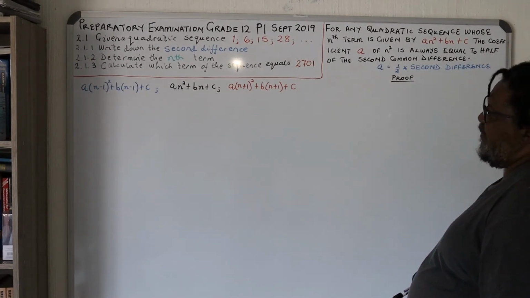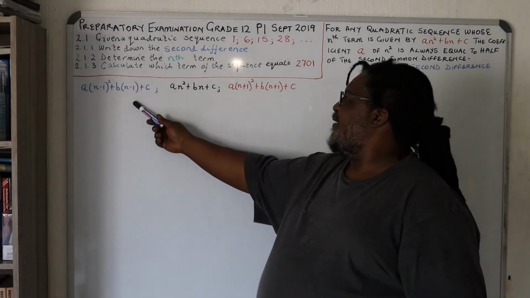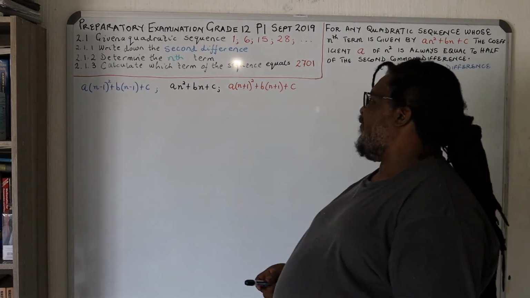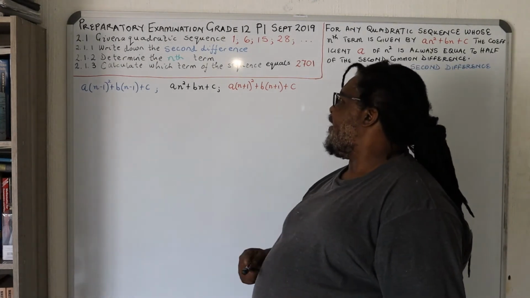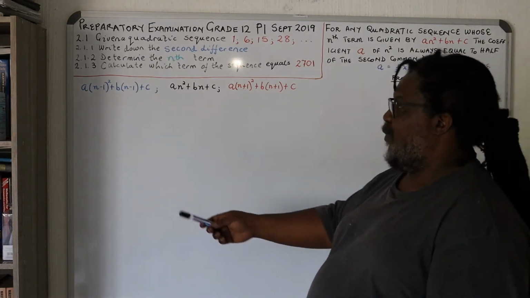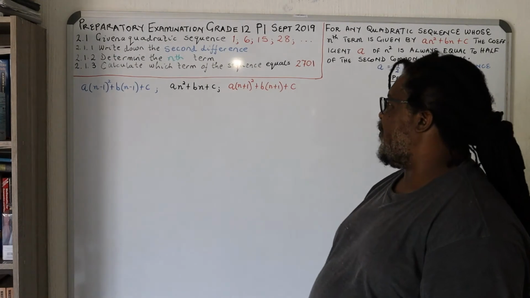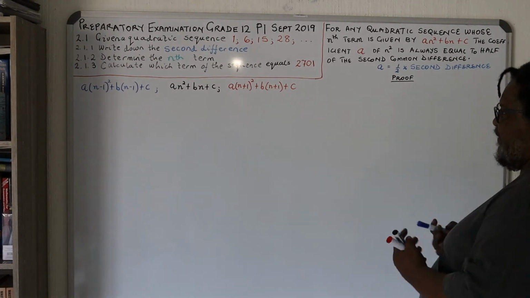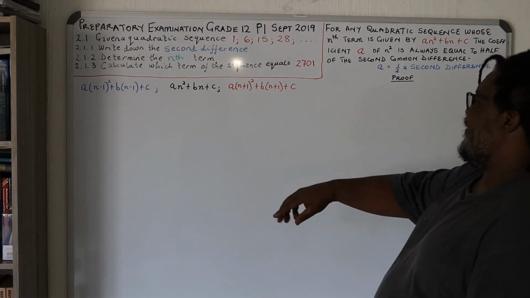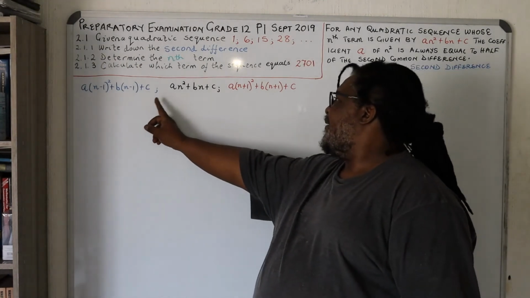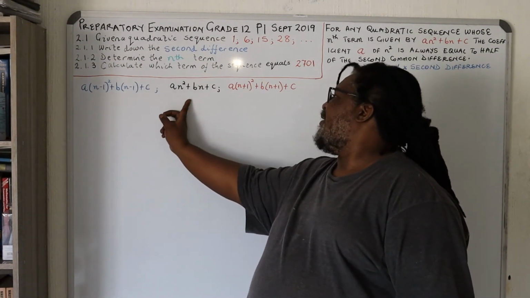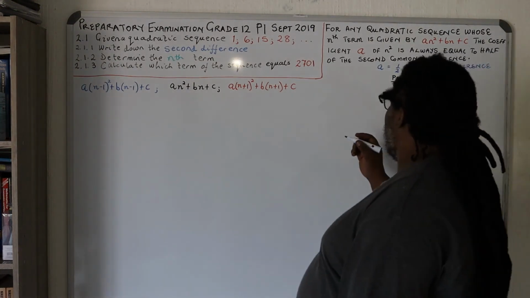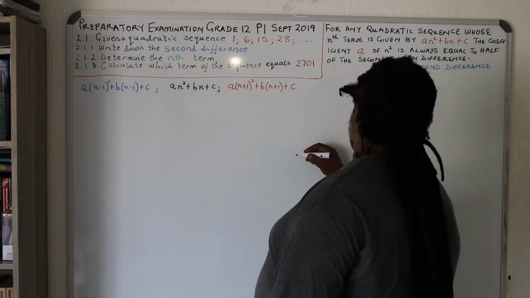in order for us to come to the conclusion that A is equal to half the second difference. And I have written these numbers in different colors just to spice up things so you can follow which one we are dealing with at any particular given time. So we will start with a bracket n minus 1 squared plus b bracket n minus 1 plus c. So we expand that and find the difference between this one and the middle term, or the middle term with the left hand side term.